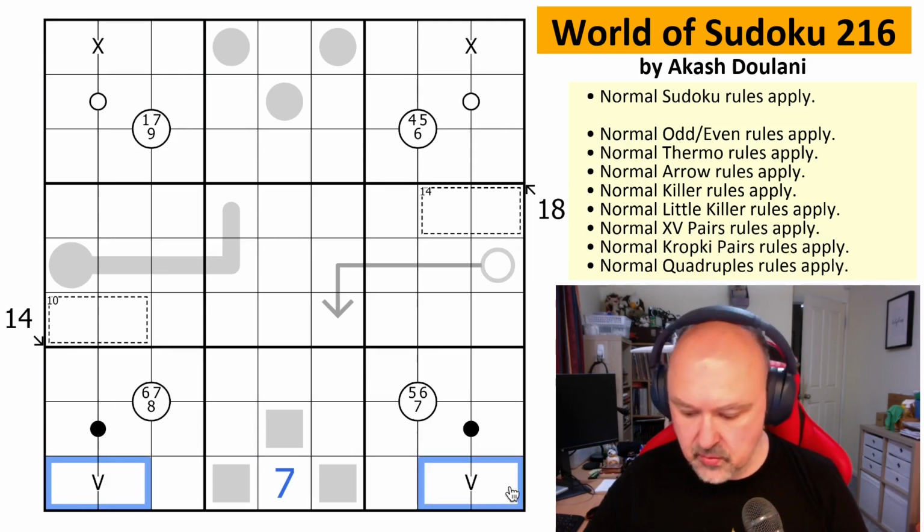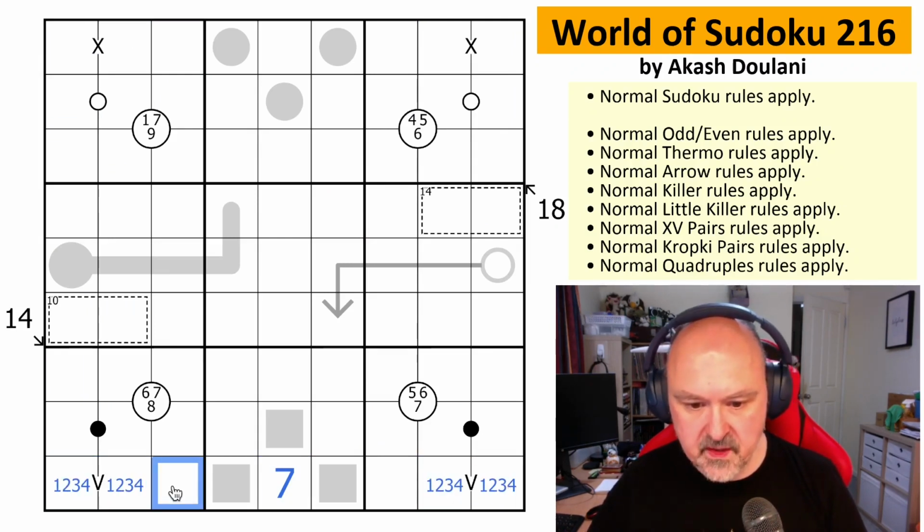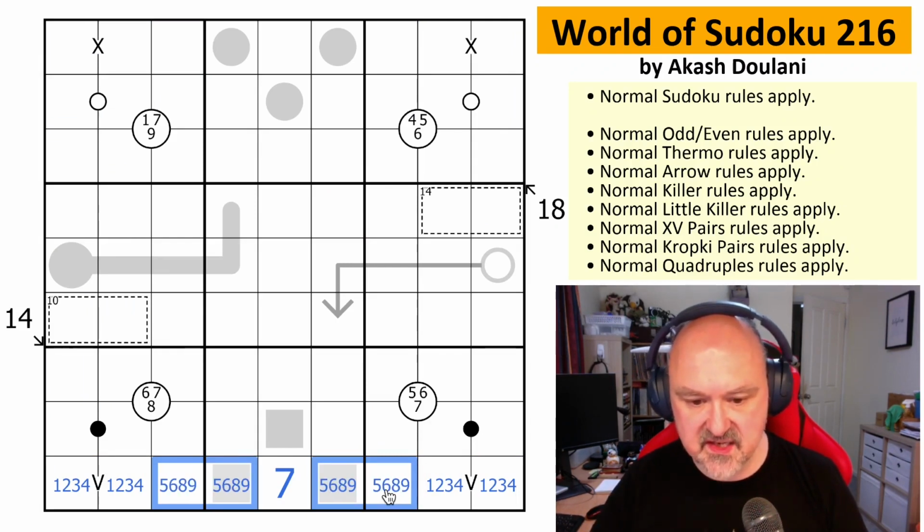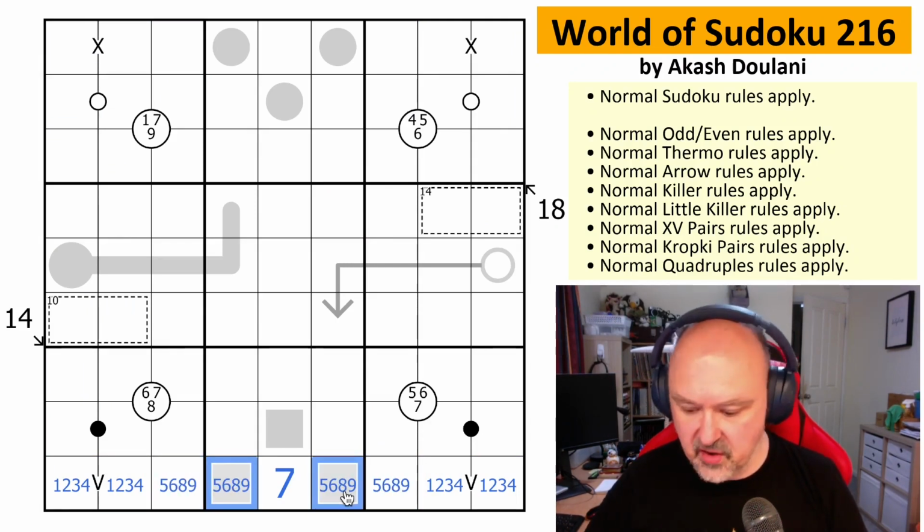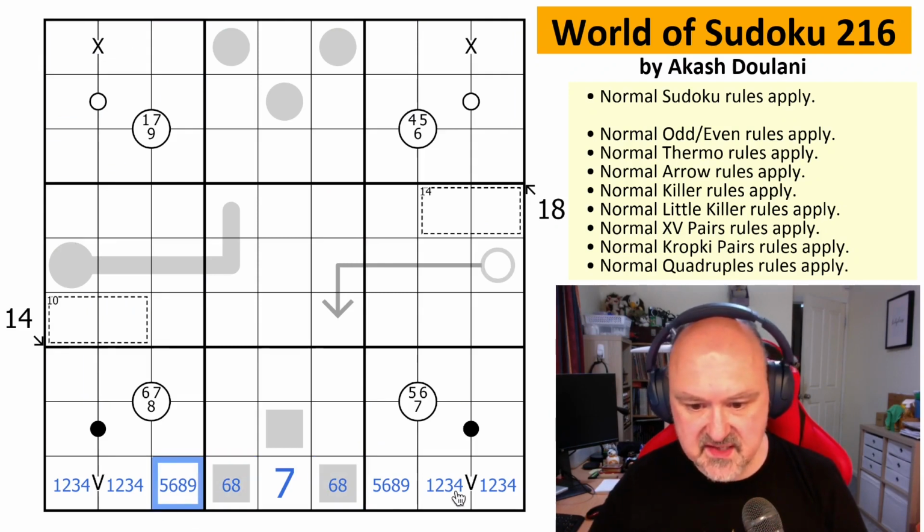These are 1, 2, 3, and 4. So these are 5, 6, 8, and 9. 5 and 9 are not even, so they are 6 and 8, so we can take 6 and 8 out of there. We cannot put 5 here because 5 must go into there, so that becomes the 9 and that becomes the 5. That's a beginning.